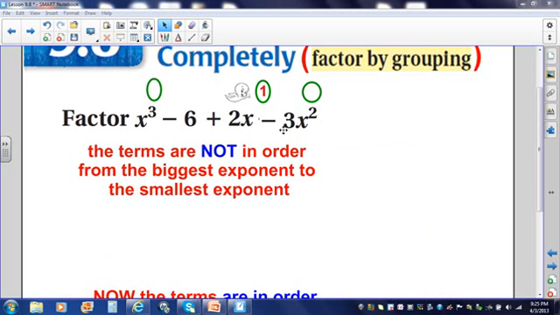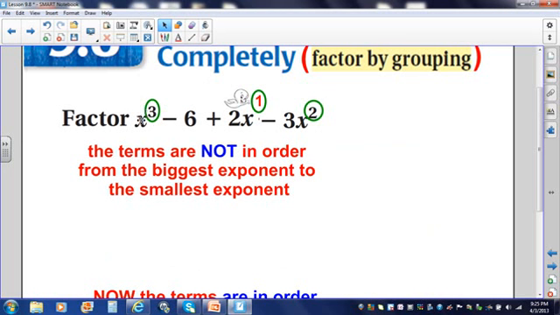If you notice in this polynomial, the terms are not in order from biggest exponent to the smallest exponent. So look at your exponents. Here's your exponent of 3. Here's Casper, our friendly ghost. That's an exponent of 1. And here's an exponent of 2. And over here, there's no exponent. The exponents should be in order from biggest to smallest.